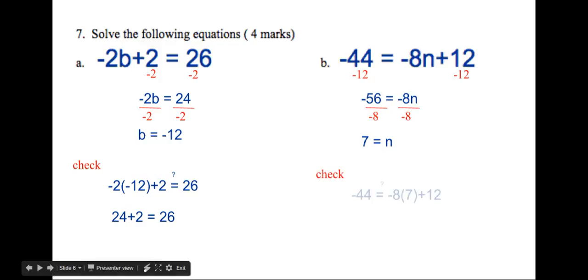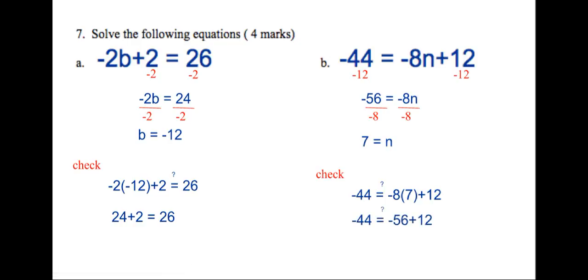So we have negative 44, is it equal to negative 8 times 7 plus 12? And if n is in fact 7, it will be equal. Okay, so we end up with a negative times positive is negative. 8 times 7 is 56, so negative 56 plus 12, okay, and that is in fact negative 44. Okay, so we know that this is in fact correct. Okay, and that's it for question number 7.